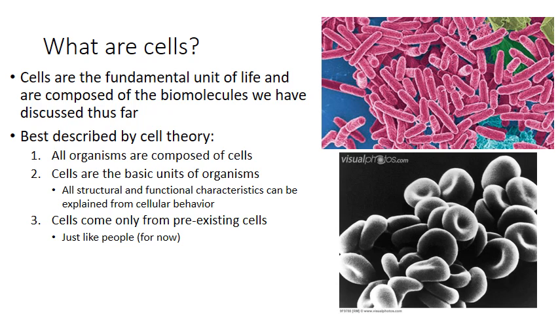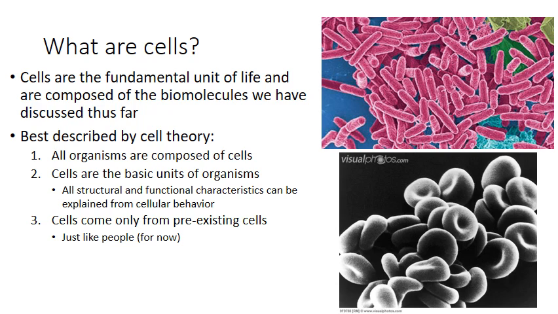So cells are the fundamental unit of life, the basic unit of biology. All organisms are composed of cells. They're the basic unit of the organism that gives it its overall properties and behavior. All cells come from pre-existing cells. So we don't make cells from scratch, de novo, just like we don't make people from scratch, at least for now. But in the future, I'm sure this will change. Cells are always going to come from pre-existing cells.